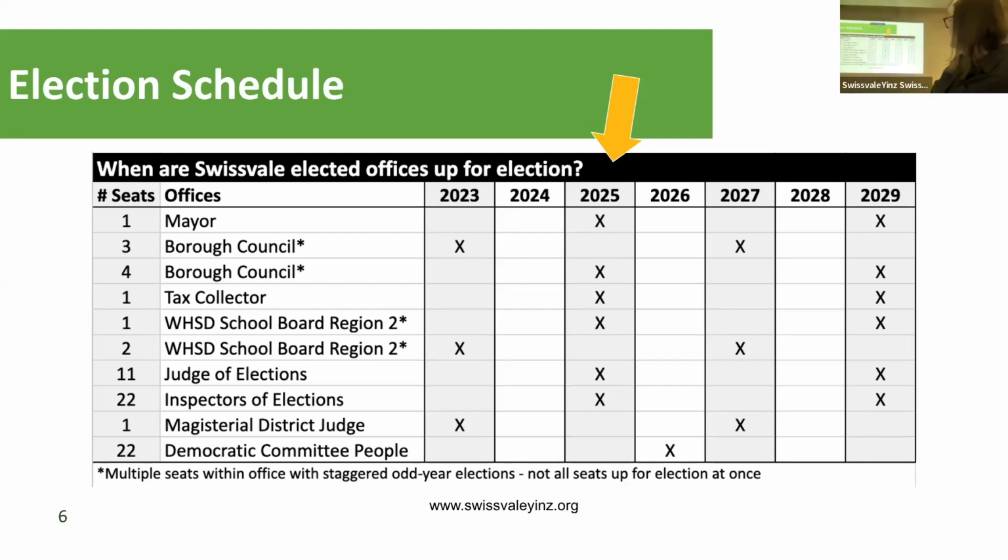Sorry, every 6 years. We will change that on there. Is that wrong? Yeah, okay. We'll get that to 2029. Awesome. So that is what is up for election.